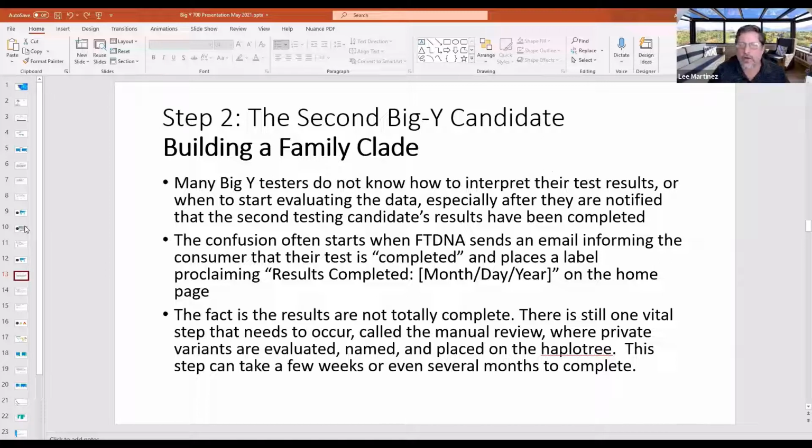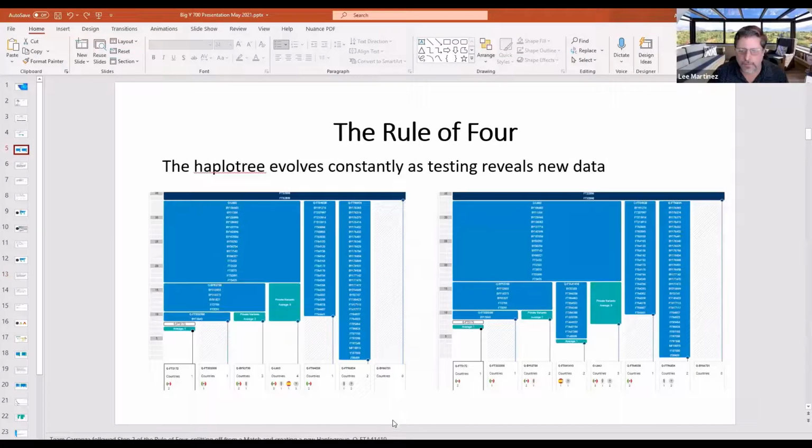Because even though the chemistry part of the testing is done, the block tree piece isn't. It's called manual review. There's still a human being at Family Tree DNA who needs to go and move things around. So again, when this person took the test, had his brother take the test, and they got an email saying your test results are done.